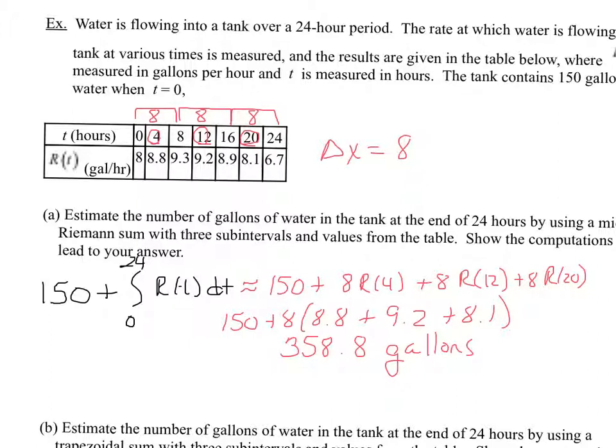A trapezoidal sum. Now remember, a trapezoid could look like this. Even a midpoint is going to give us a more accurate approximation than a left hand or right hand, but a trapezoidal sum is even a better approximation than a midpoint. And when we find the area of a trapezoid, it's the width times half the sum of the bases, or in this case, the heights. So if we do a trapezoidal sum, and again, this time it says 3 subintervals.